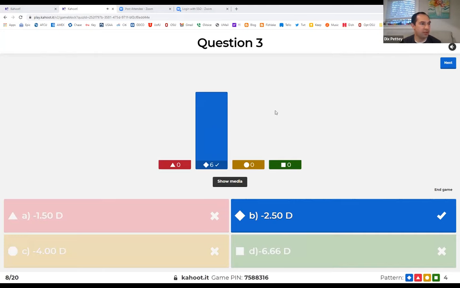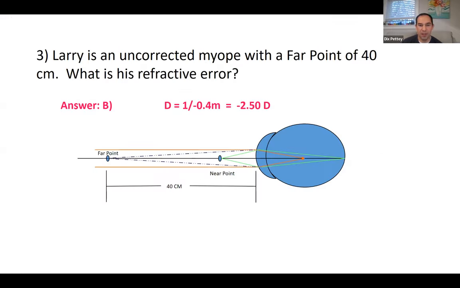Love it when everybody gets it right here. Okay, so this basically explains far point and near point. For an uncorrected myope, far point of 40 centimeters, the power is just 1 over -0.4 meters, negative 40 centimeters. Comes up to -2.5. Great job. The next question is also related to this -2.5. So don't forget that number yet.